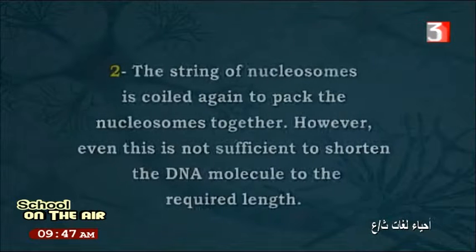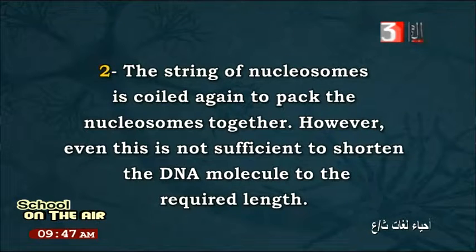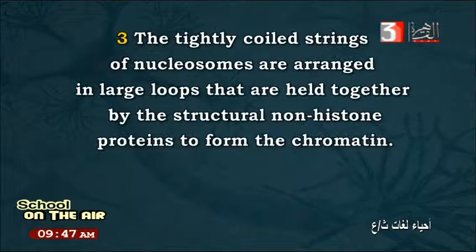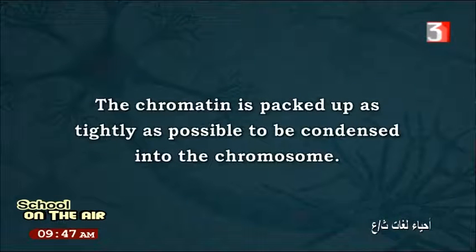Okay. The string of nucleosomes is coiled again to pack the nucleosomes together. However, even this is not sufficient to shorten the DNA molecule to the required length. The tightly coiled string of nucleosomes is arranged in large loops that are held together by structural non-histone proteins to form the chromatin. The chromatin is packed as tightly as possible to be condensed into the chromosomes.